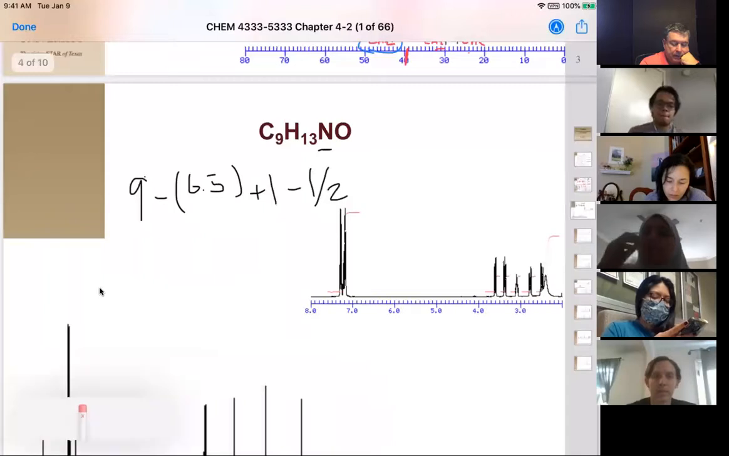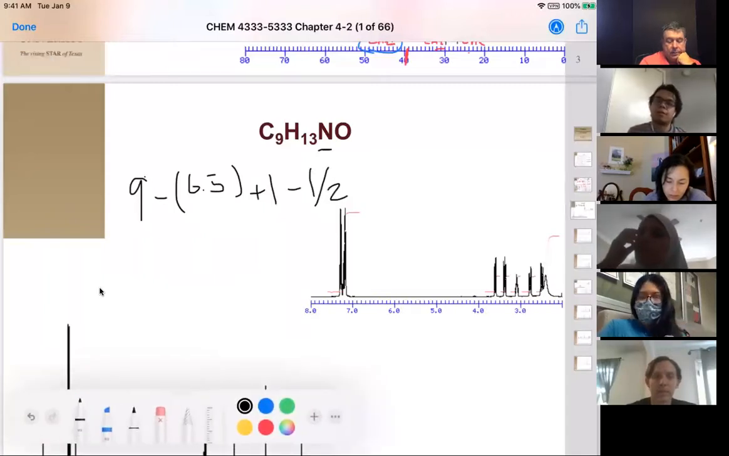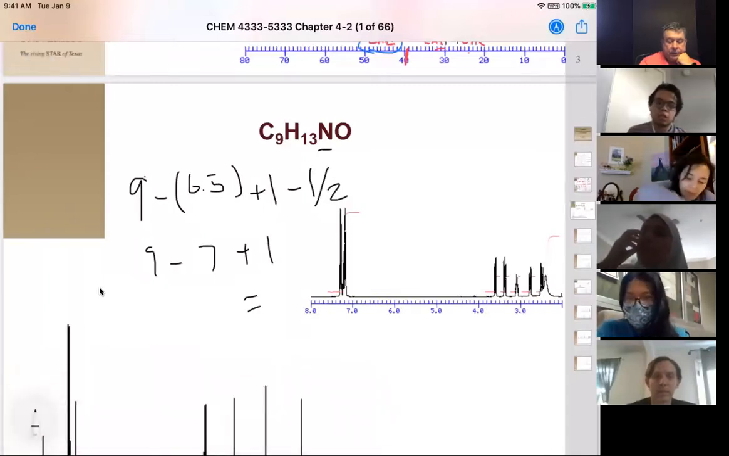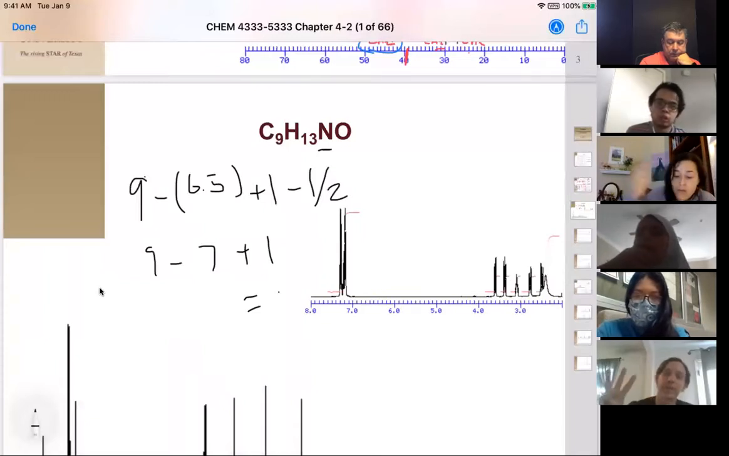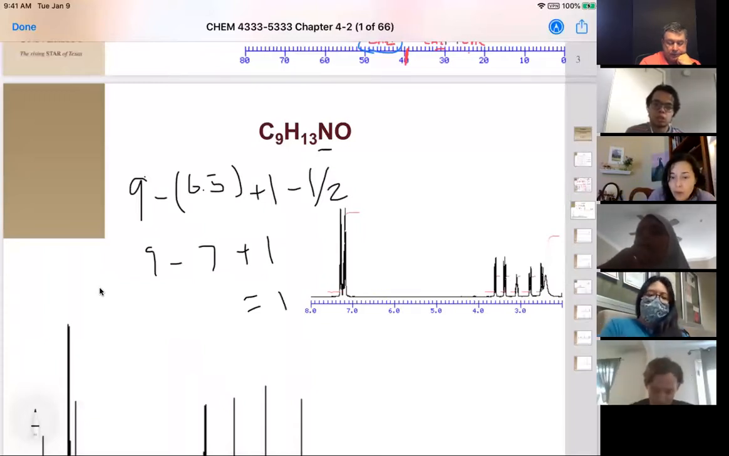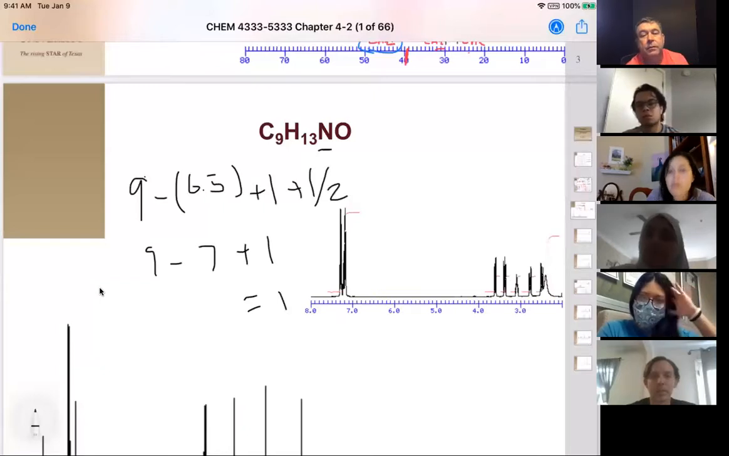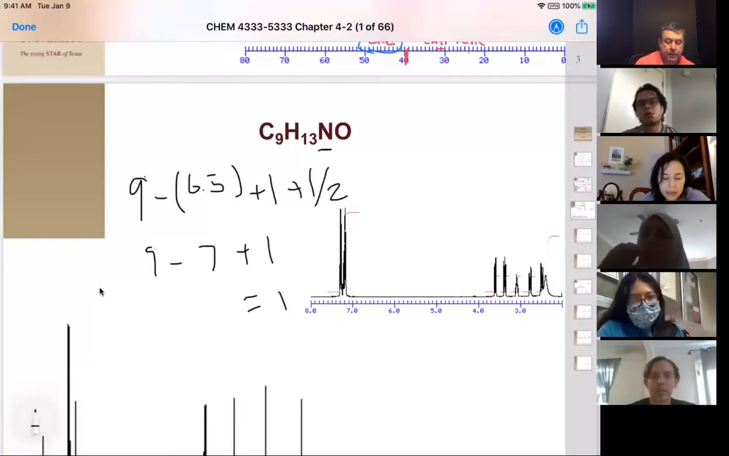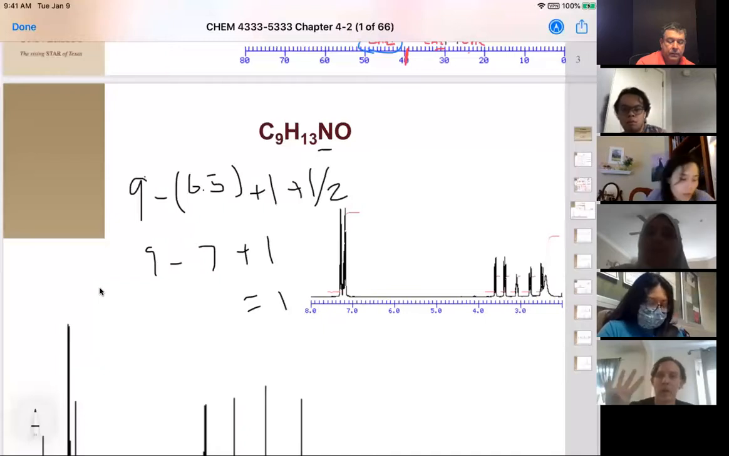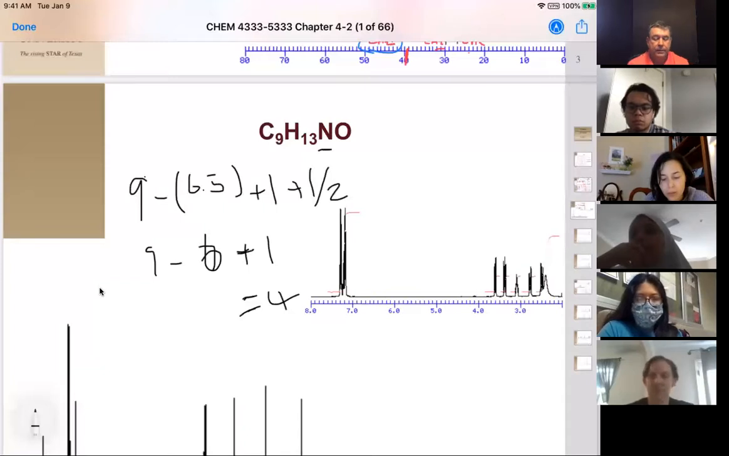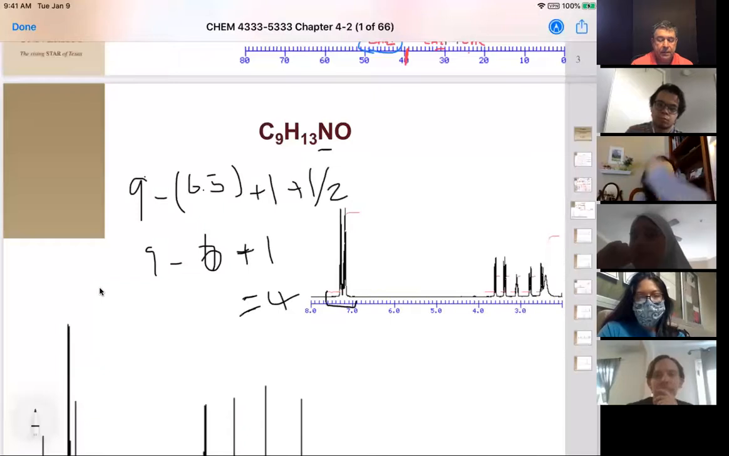So that gives us 9 minus 7 plus 1 is equal to, that's not right. For nitrogen, it's plus 1/2. Yes, so that's plus 1/2. That takes it to 4. Okay, that's great. With a 4 and with this peak here, what are you thinking?